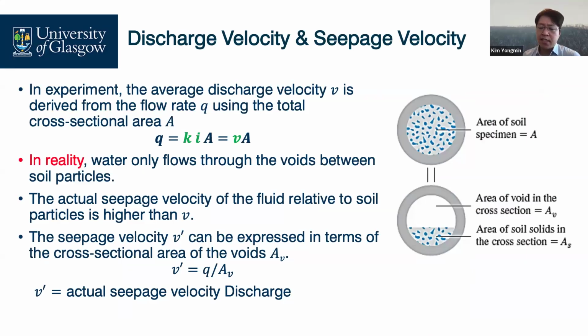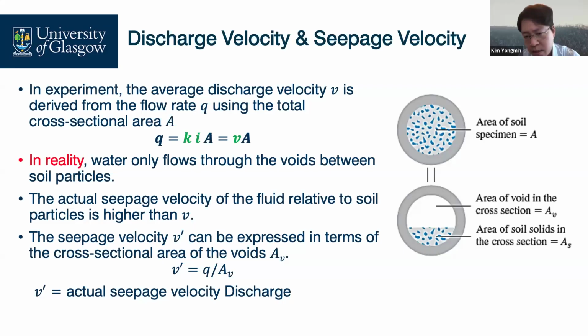In Darcy's experiments, we adjust the soil water flow length and then the head loss. The average discharge velocity, V, is derived from the flow rate, small q, using the total cross-sectional area. That's why q equals KiA. This Ki is the velocity V.